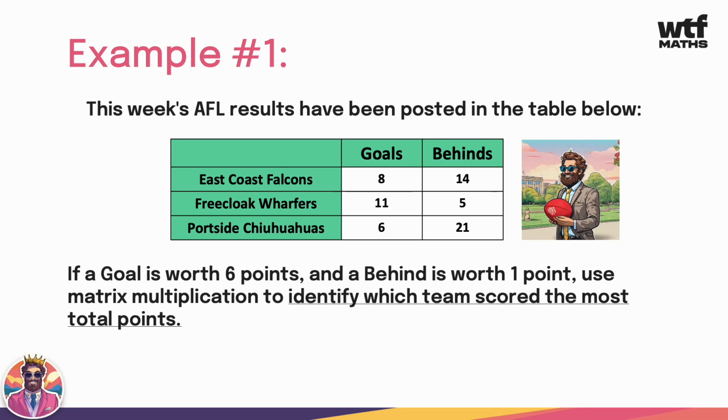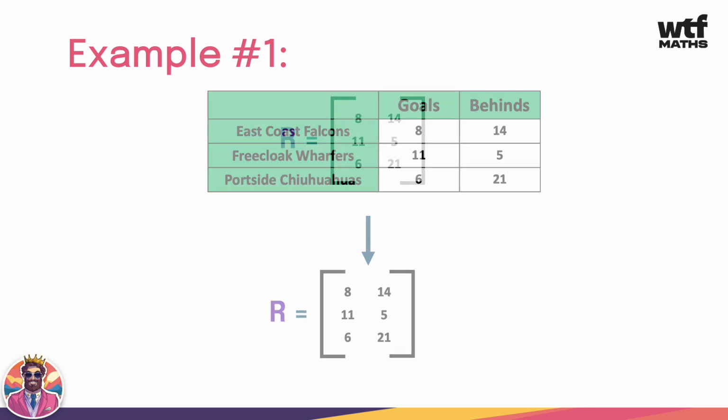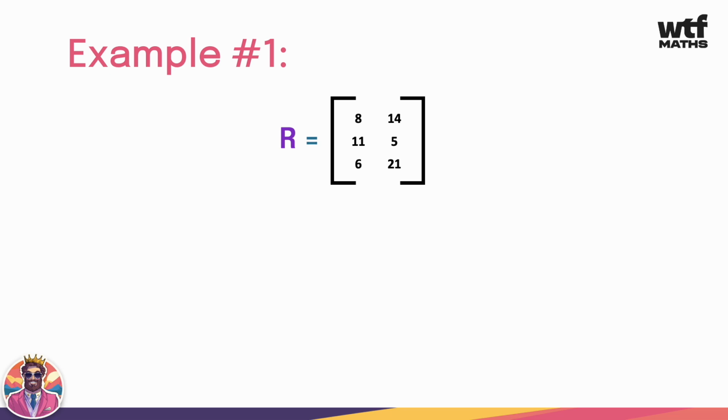So we have to use matrix multiplication, and the goal is to work out which team scored the most total points. If we look at the table that we've been given, it's already set up in quite a nice way. So I want to make a matrix that reflects what I see in the table. I'm just going to take the elements that are already there and arrange them in the same way. So I'll get a nice 3x2 matrix, and let's call this R.